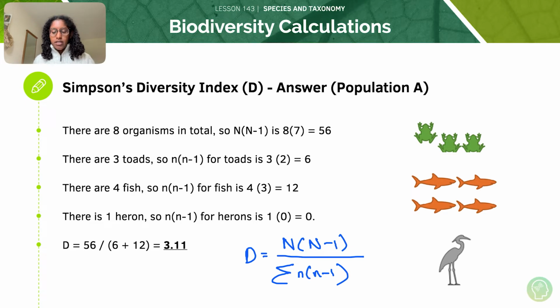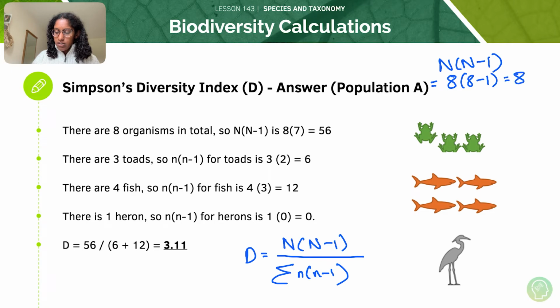Okay, so there are 8 organisms in total in population A, because there's 1, 2, 3, 4, 5, 6, 7, 8. So in terms of our big N, n minus 1, our big N is equal to 8, and 8 minus 1 is equal to 7. So it's going to be 8 times 7, which is 56, which you can see here.